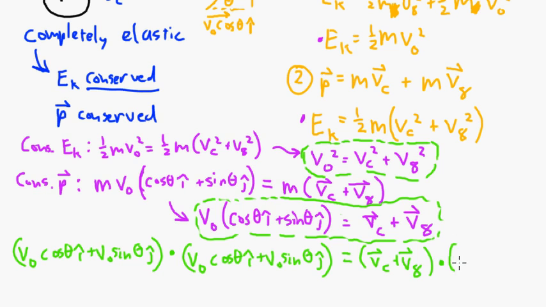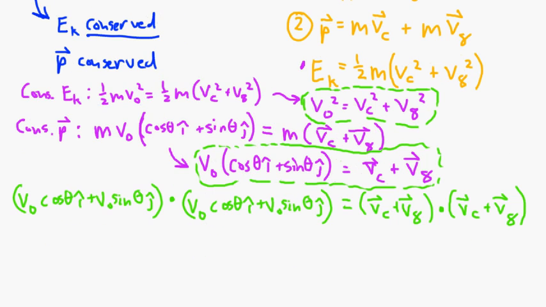This is going to seem strange, but trust me, it's going to work. So we do the dot products. This is first, outer, inner, last. This is FOIL. So, v naught cos theta i hat dot v naught cos theta i hat. We're doing first. i hat dot i hat is 1. This term is going to be v naught squared cos squared theta.